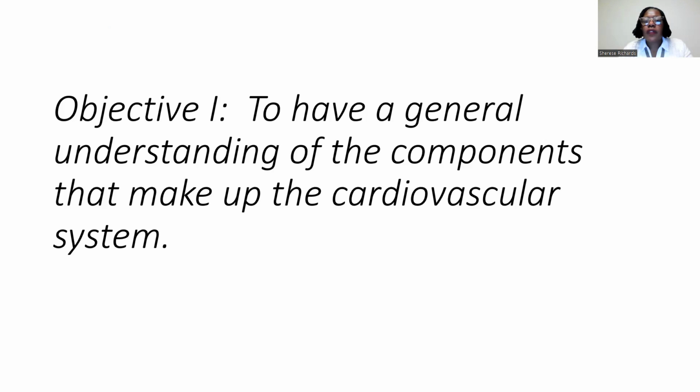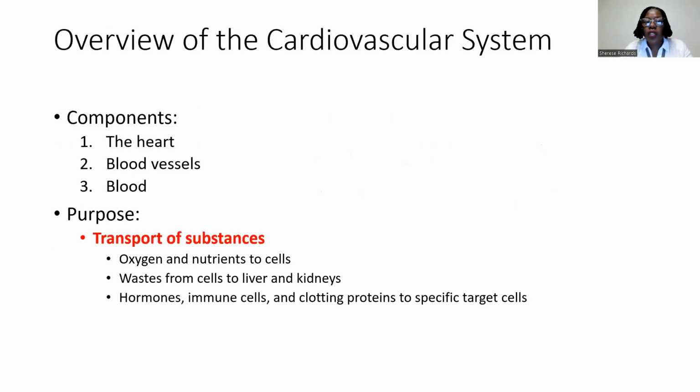So our first objective is to have a general understanding of the components that make up the cardiovascular system. Some of this may be a review for some of you guys, so I'm going to move through this pretty quickly. We're going to talk about what components make up this system. So first of all, we've got the heart, right? What is the heart? Who can describe in their words what the heart is? We know it's muscle, but what else are some good descriptions of the heart?